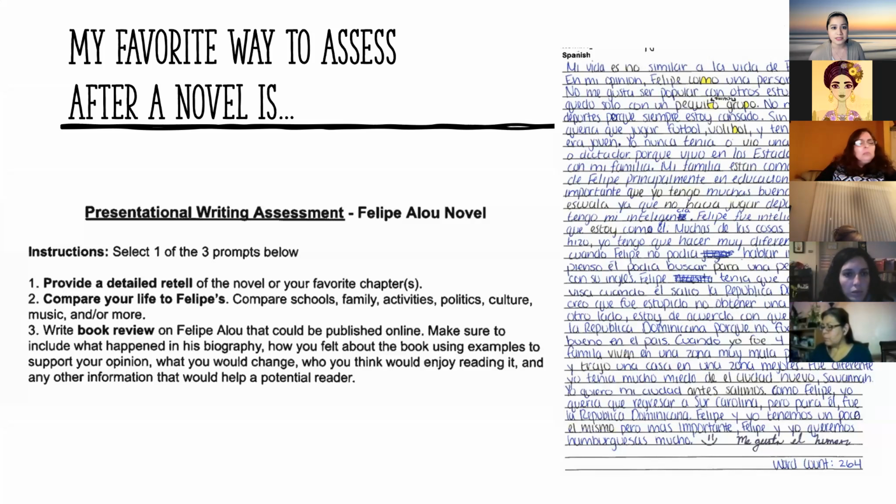Students always, especially high schoolers, appreciate having those choices. So I asked them to do a detailed retell of the novel, compare your life to Felipe's, and write a book review. The student decided to compare her life, as you can see, and that's what she wrote, and she did a really great job at it.